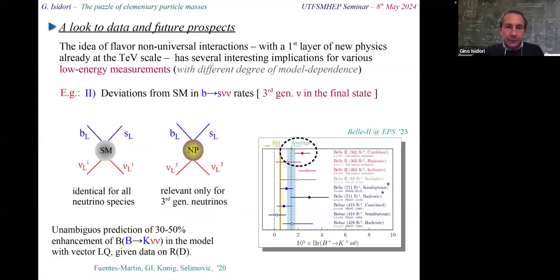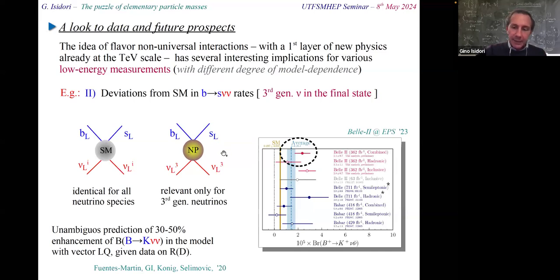Another interesting case where we have mainly third generation fields is B to S neutrino neutrino, because we can have neutrinos of the third generation. Of course, in the standard model, all the neutrinos are universal, but if there is a new physics effect in the third generation, that is one of the few observables where the effect is enhanced, because again, here we have third generation fields, and we only get one suppression factor from the light S field.